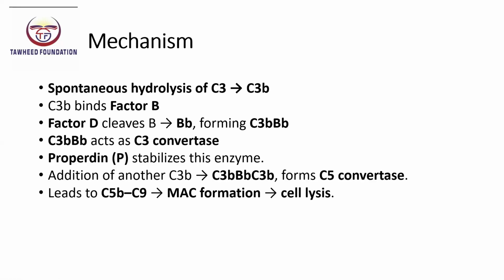When another C3b binds to the C3bBb complex, it forms C3bBbC3b, the C5 convertase, which cleaves C5 into C5a and C5b. C5b initiates the formation of the MAC, that is C5b to C9, leading to cell lysis. Properdin plays a vital role by stabilizing these complexes and ensuring strong complement activation on pathogen surfaces while preventing activation on host cells.